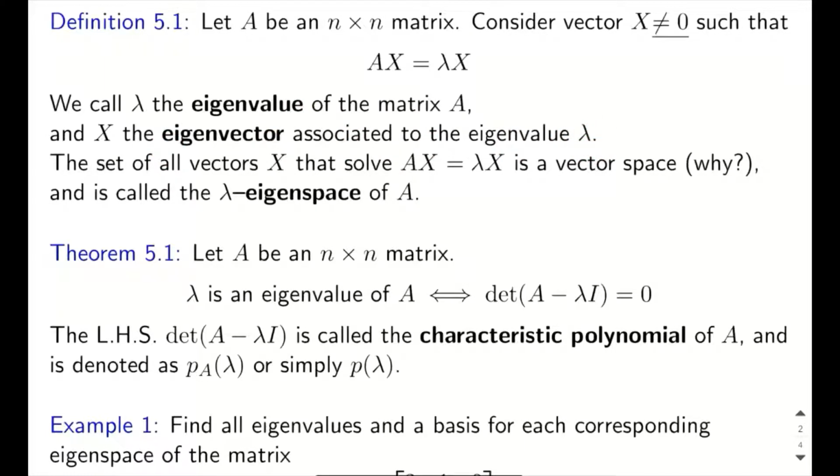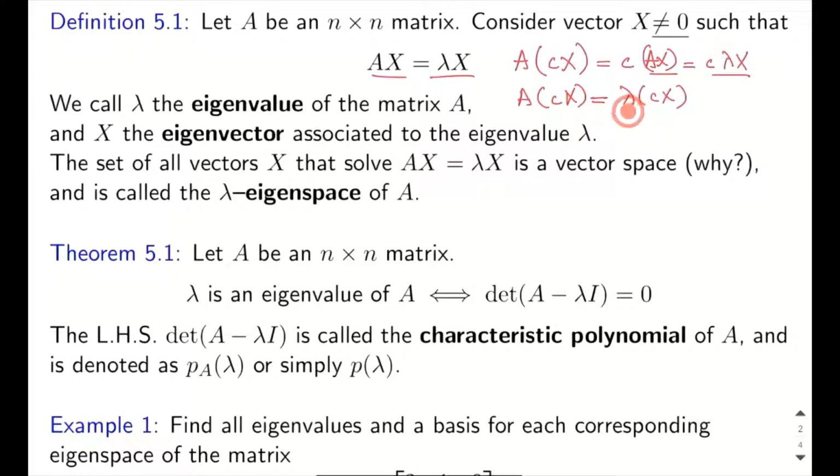For example, if x satisfies this equation, then A times a scale of x, c times x, is going to equal c times Ax, and that is c times lambda x. So A times the scale of x equals lambda times the scale of x. If you have a vector x that satisfies this equation, then any scale of x would satisfy the same equation with the same eigenvalue lambda.